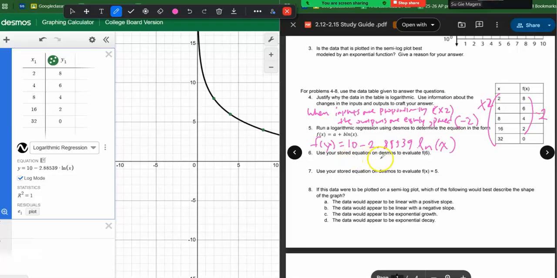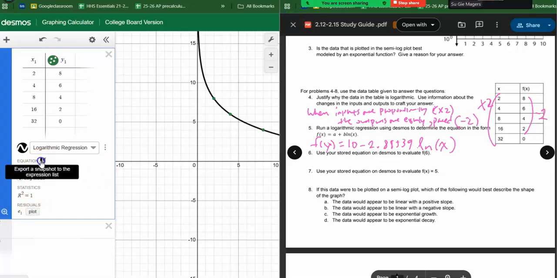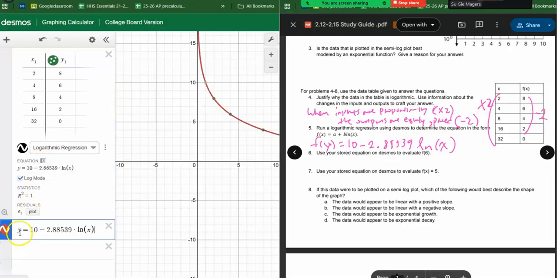Number 6, use your stored equation in Desmos to evaluate f of 6. Let's copy my equation down, export it. Instead of y, I'm going to use f of x, and I'm looking for f of 6. In the next line, I'm going to do f of 6. I got 4.830. Make sure you round to the thousandths and do not skip the 0. You have to put the 0. When in doubt, put more. 4.83007.